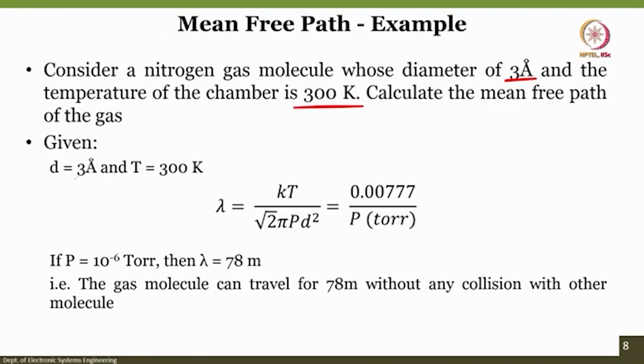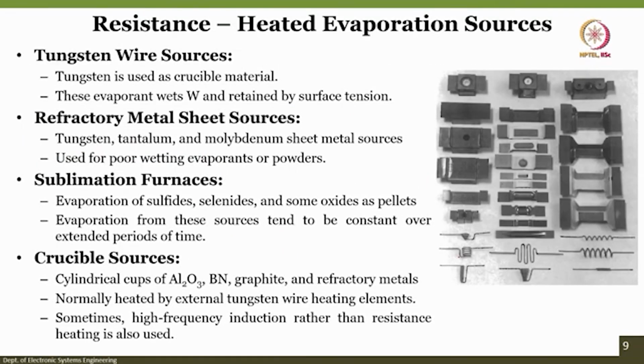Now if you have 3 angstrom, which is d, and T equals 300 Kelvin, we know the formula lambda equals kT by root of 2 pi P d squared, and we put in the values. Then for P equal to 10 raised to power minus 6, lambda would be 78 meters. The gas molecule can travel for 78 meters without any collision with other molecules if P equals 10 power minus 6, the gas molecule diameter is 3 angstrom, and the temperature of the chamber is 300 Kelvin. So this is how lambda is calculated. Like I said, the higher the mean free path, the better the chances of uniform deposition.